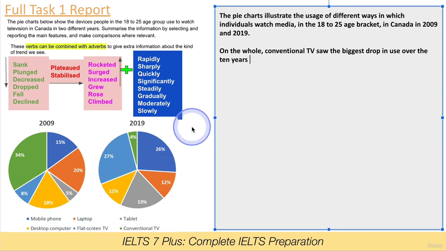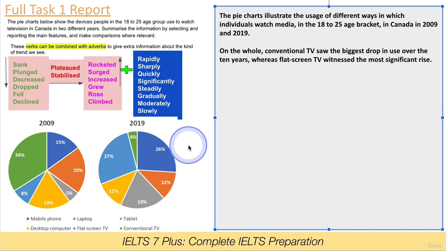And then we could say maybe flat screen TV saw the biggest increase, whereas flat screen TV saw or witnessed, that's a good way to not repeat ourselves, witnessed the most significant rise. So again, we're not putting in numbers and statistics. We're leaving that for the groups, which we're going to go into now. So let's talk about, yes, the devices that decreased.